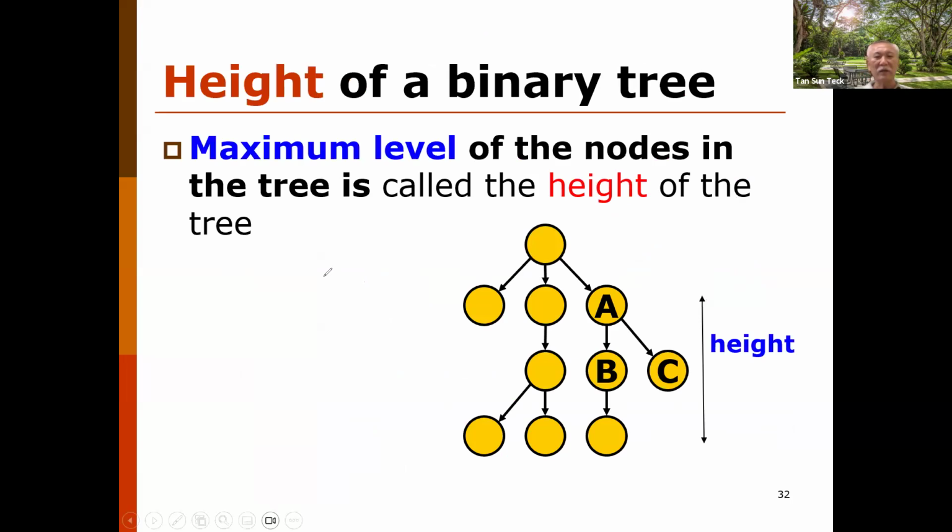Okay, so the height of the binary tree, as we said earlier, is the maximum level of the nodes in the tree. In this case, the maximum level is equal to 3. Remember, this is level 0, 1, 2, 3. So therefore, the height of this is equal to 3. Again, I warn you that different books might give you different definitions. So height equals 3.